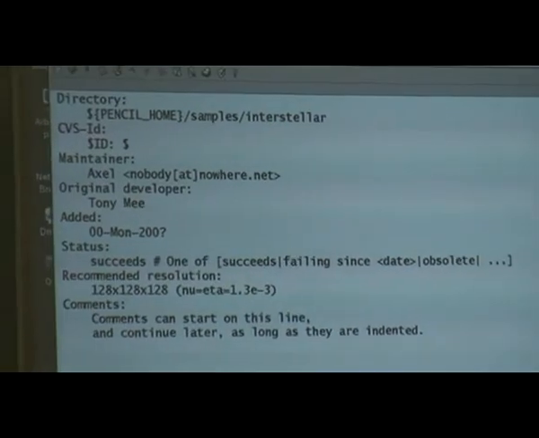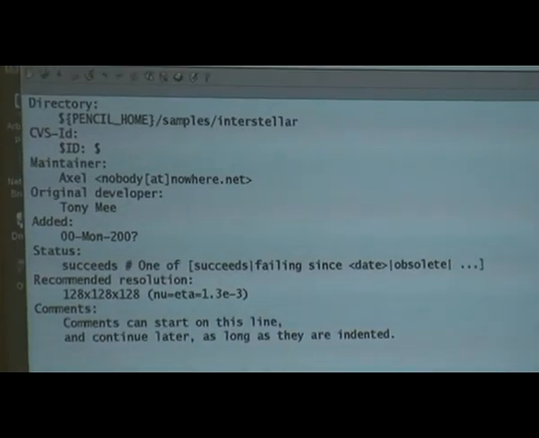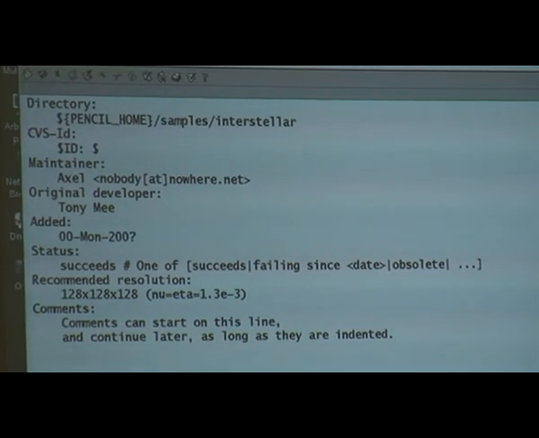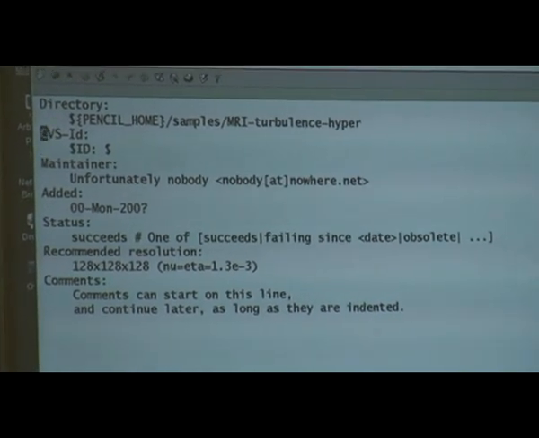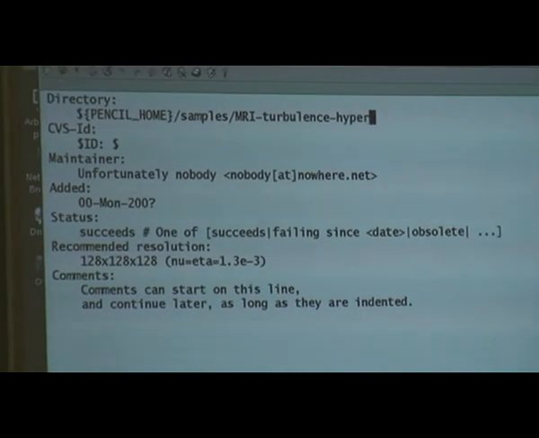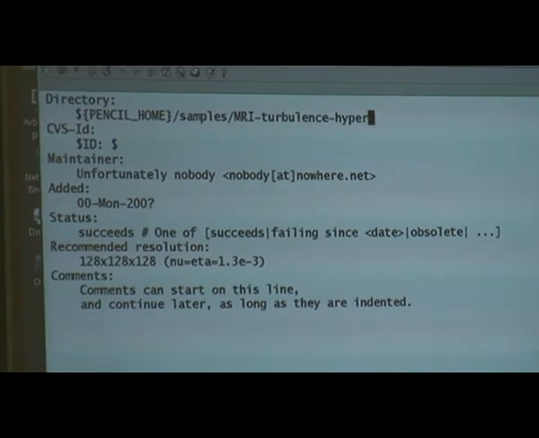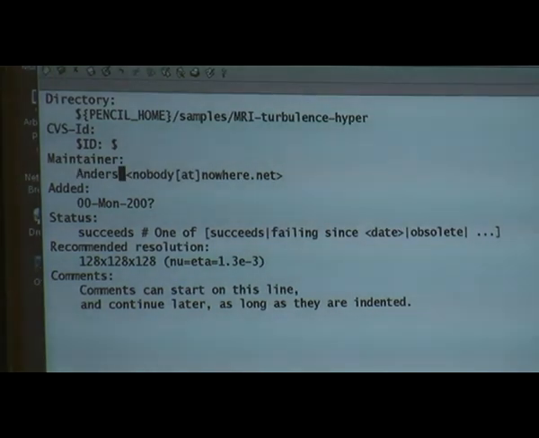So the original developer told me, and there's no point in putting an email there, I guess. Well, putting it later. MRI turbulence hyper. Hyper sounds like Anders, but MRI turbulence could also be blood. Or even Toby. Yeah. I mean, I think we should give it to you. I can put several names there. Put me that.